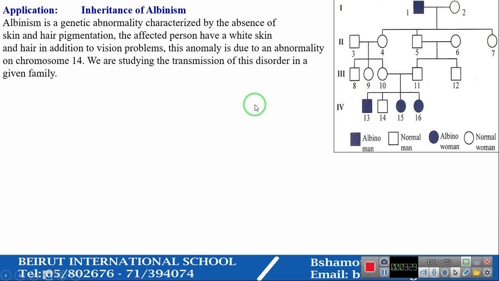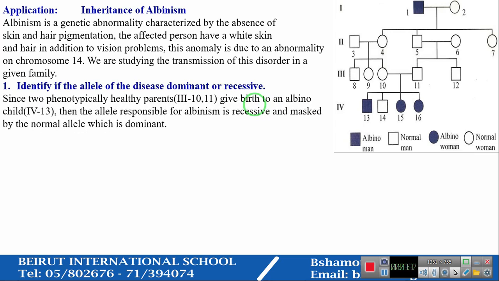So let's start with the questions. Identify if the allele of the disease is dominant or recessive. Since two phenotypically healthy parents give birth to an albino child, then the allele responsible for albinism is recessive and masked by the normal allele, which is dominant.